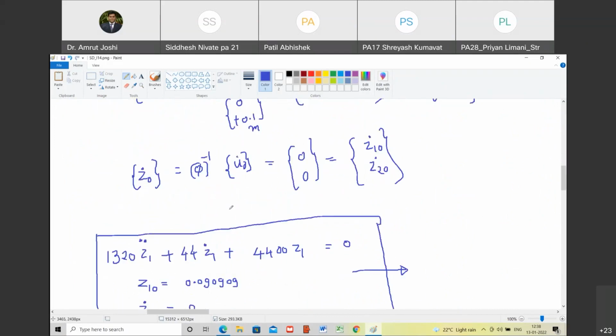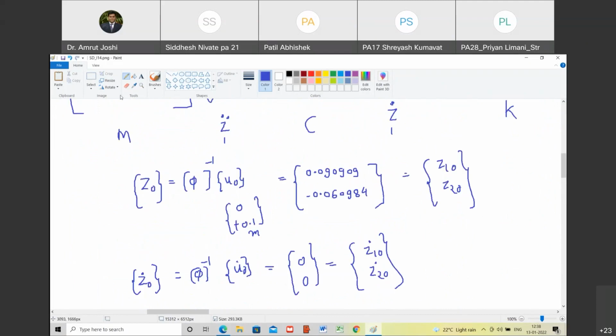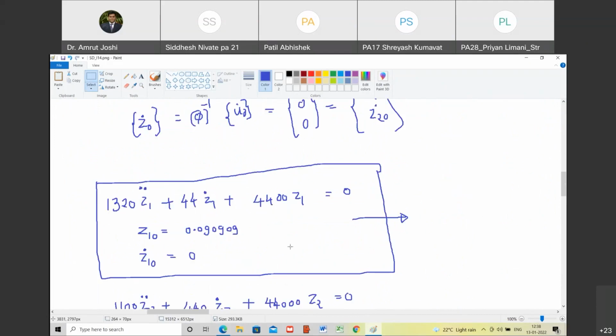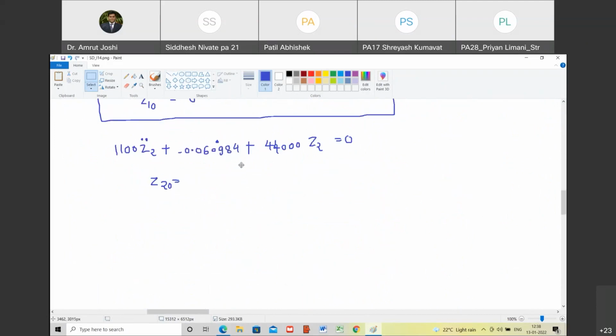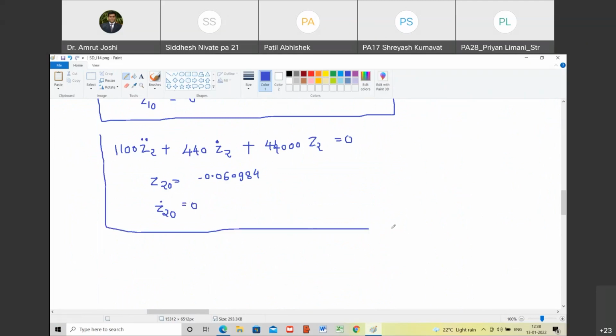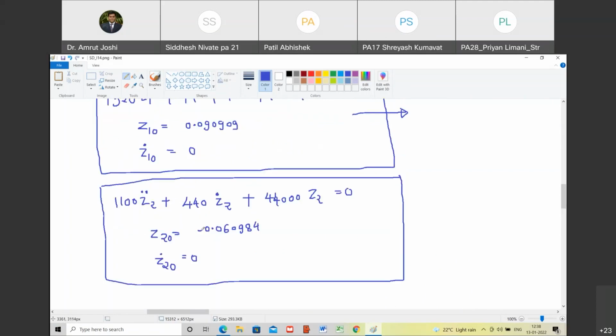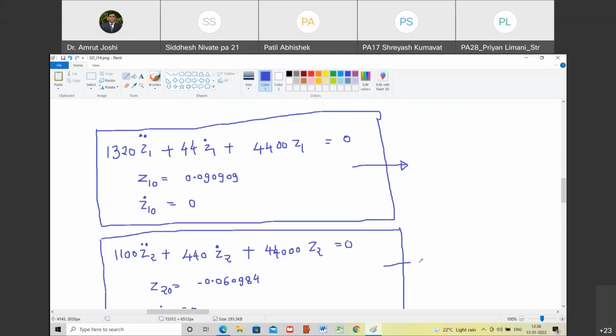Z20 is equal to, what is Z20? Yes, it is minus 0.60984. And what is Z20 dot? 0. Yes, Z20 dot is 0. Can you solve for this? Yes, replace Z2 by U. And you have the techniques to solve this. Do you agree with me? Yes, sir.